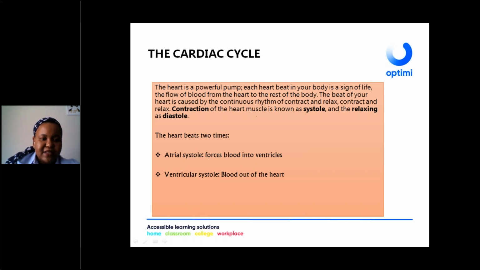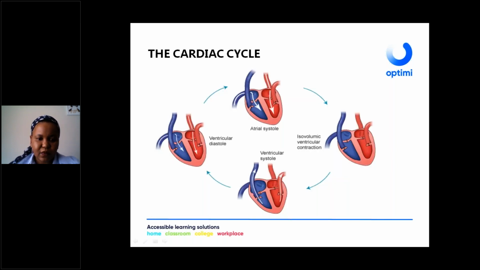All this happens when the atrium and the ventricle contract. Diastole is relaxation. Systole is contraction. I hope I was clear in that.